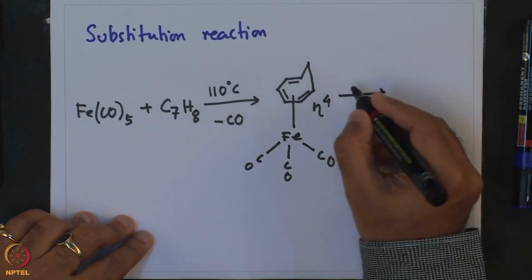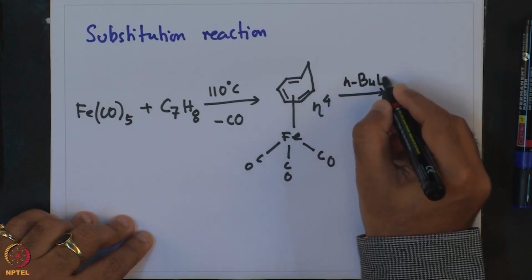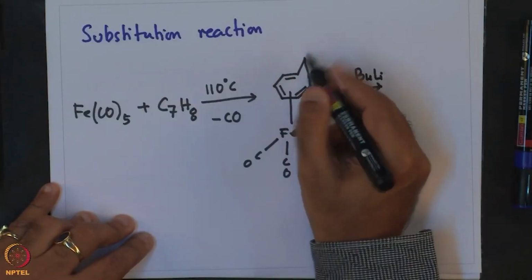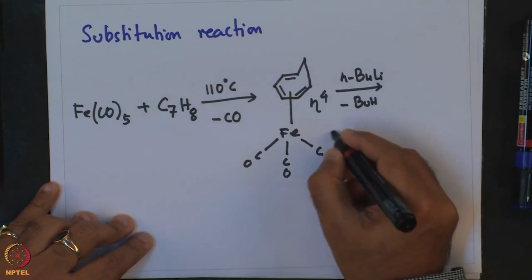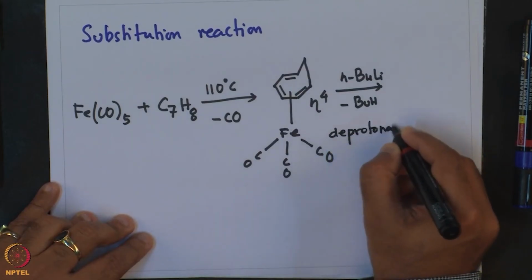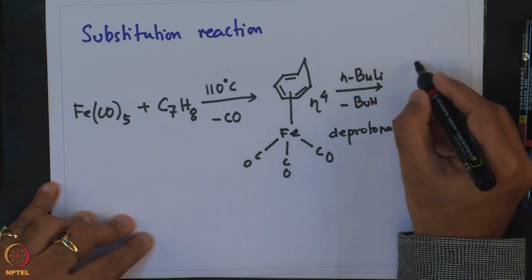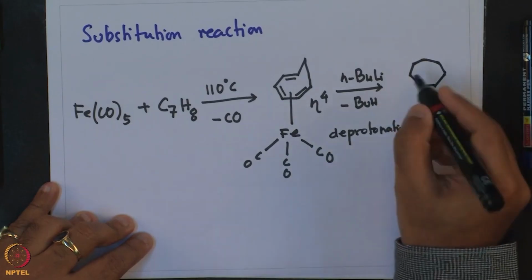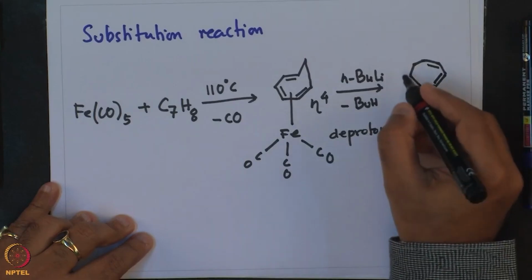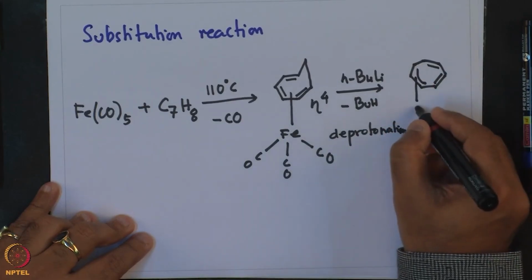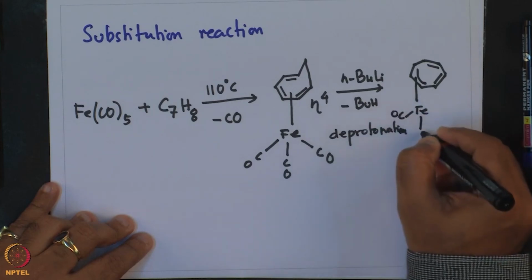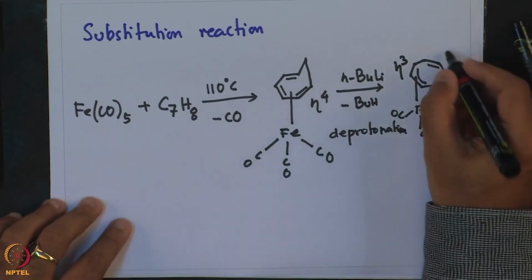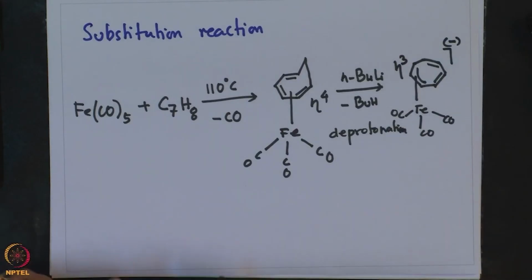that when treated with n-butyl lithium gives butane, and this deprotonation happens at one of the hydrogens of this ring. Deprotonation gives this eta 3 Fe(CO)3 complex. And overall, after deprotonation, it becomes an anionic complex.